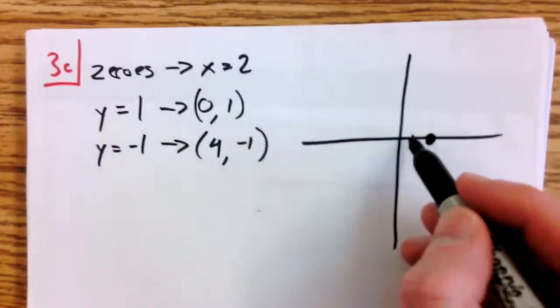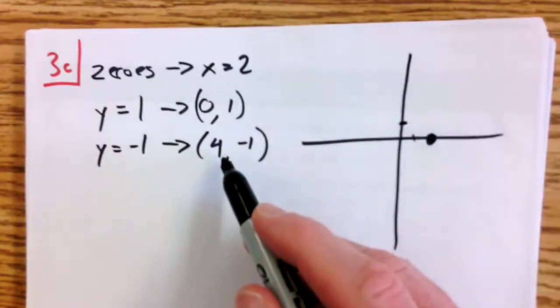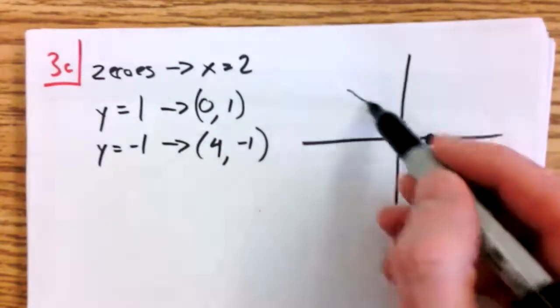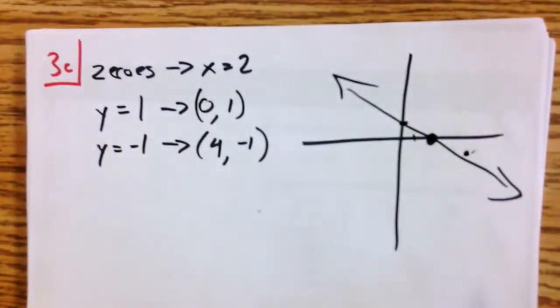0 and 1. So it's like here, and then 4 and negative 1. 1, 2, 3, 4, and negative 1. So it goes through those points. But you're going to use a ruler, you'll have graph paper, and you won't miss the points. And if you do, you'll have a pencil, and you'll erase it, and you'll do it properly.